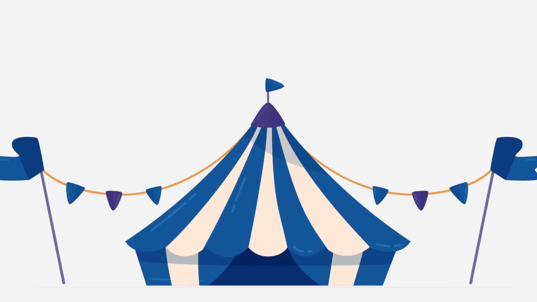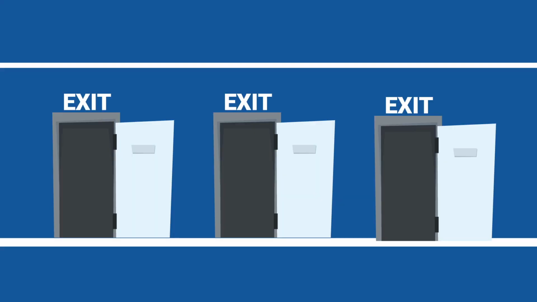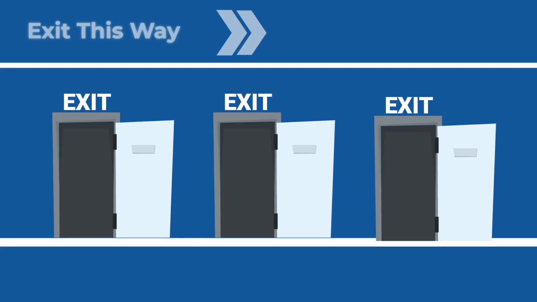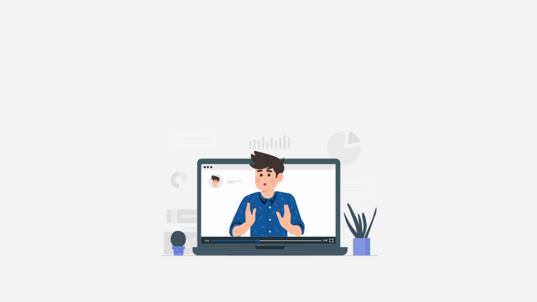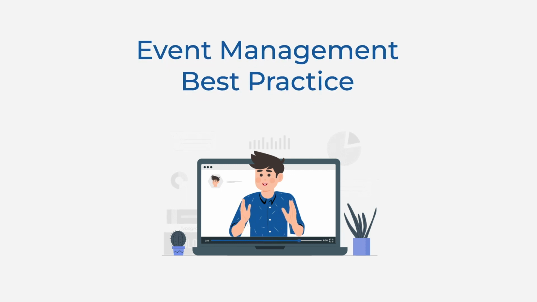For example, in case of situations such as fire or earthquake, the venue should have multiple exit points. Also, there should be signboards guiding guests to the exit points during an emergency. This way, you can reduce the likelihood of crowd crush or stampede. That's it. These are the major event management best practices.